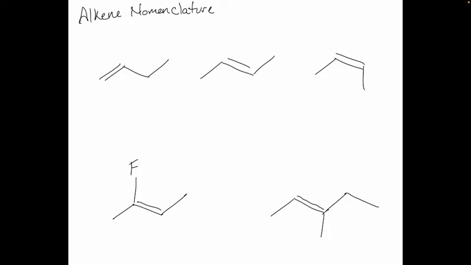So the name of the game here is the same as before, where we want to find that parent chain, that longest continuous set of carbons. In this case, there are 4. So what's our prefix for 4 carbons? But. And since this is an alkene, we're going to have the ending -ene. So this is butene. Remember, the last thing we have to do for our name is indicate the position of that functional group. Since it's between carbons 1 and 2, we would call this 1-butene.